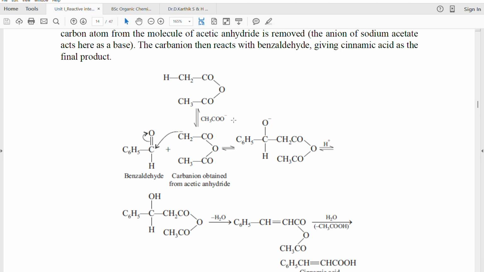So this base will remove a proton from this acetic anhydride, since we have a CH3 group here near the carbonyl carbon. So this CH3 group, which is placed near the carbonyl carbon, an electron withdrawing group, is called active methylene carbon. Why is it active methylene? Since there is an electron withdrawing group near it, it is more active. Active in the sense it is ready to give a proton when you add a base, because of the presence of the electron withdrawing group adjacent to it.